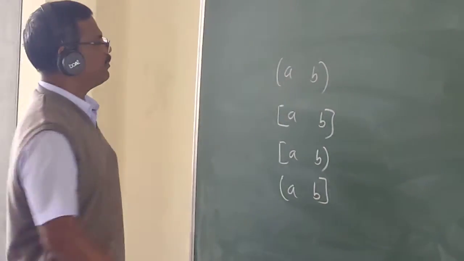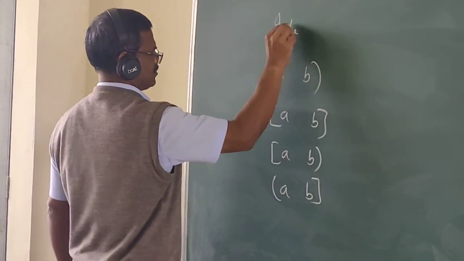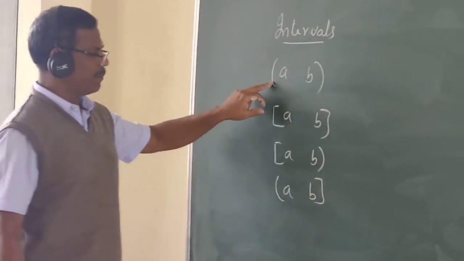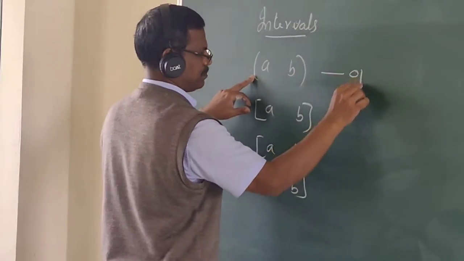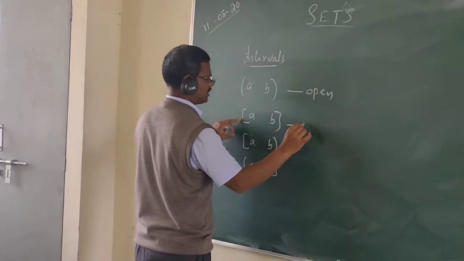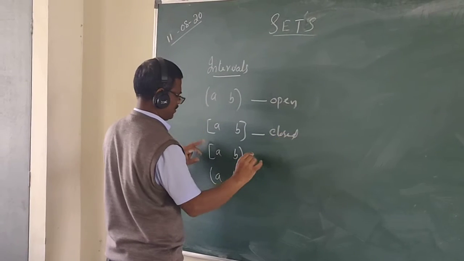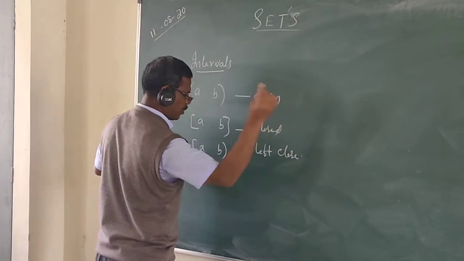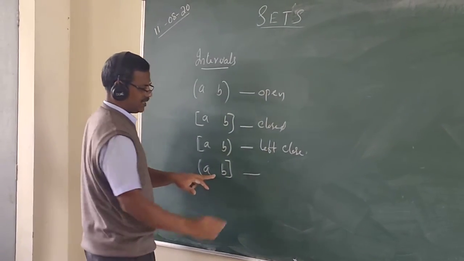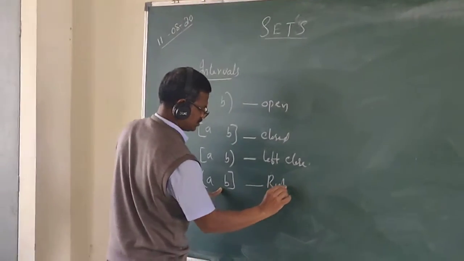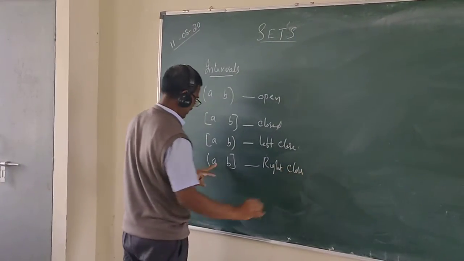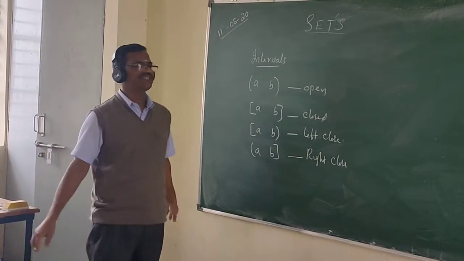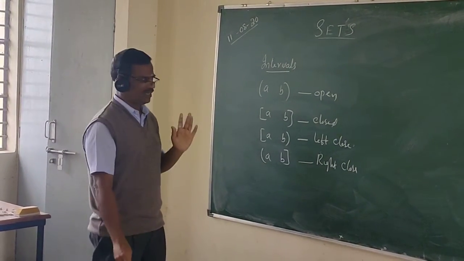There are 4 types of intervals. We call it an open interval. We call it a closed interval. We call it a left closed, right open, and we call it a right closed and left open. Now, what is the connection of this interval here in the set? That is the one question here.